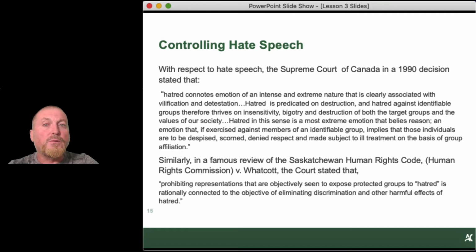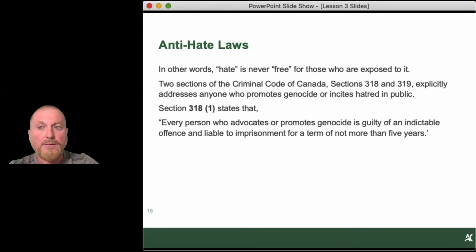Similarly, in a famous review, I'm giving you examples here, right? There are other court rulings in other jurisdictions that are similar. But similarly, in a famous review of the Saskatchewan Human Rights Code, Human Rights Commission versus Whatcott, the court stated that prohibiting representations that are objectively seen to expose protected groups to hatred is rationally connected to the objective of eliminating discrimination and other harmful effects of hatred. Okay, so in other words, controlling hate speech is a necessary condition for ultimately eliminating hateful actions within our society. Okay, clearly a very clear limit on free speech.